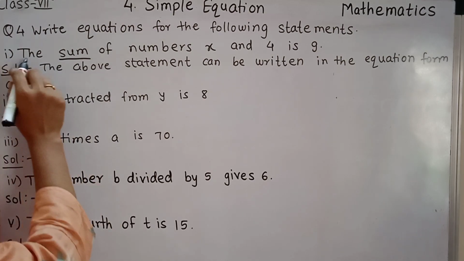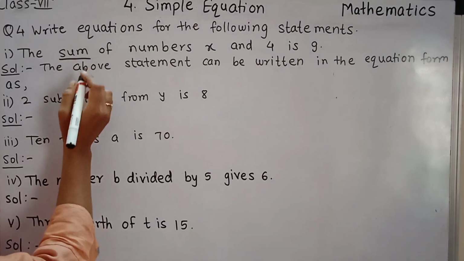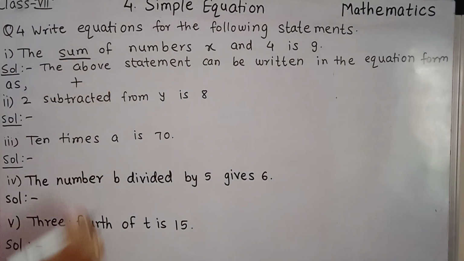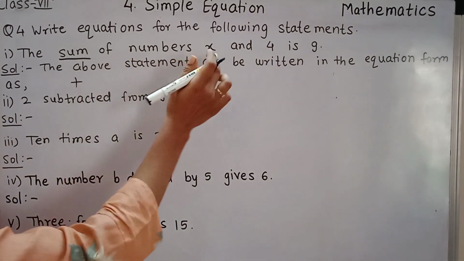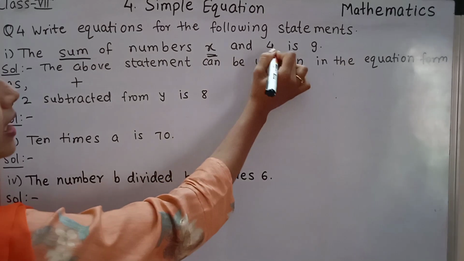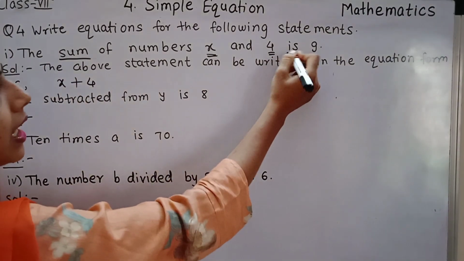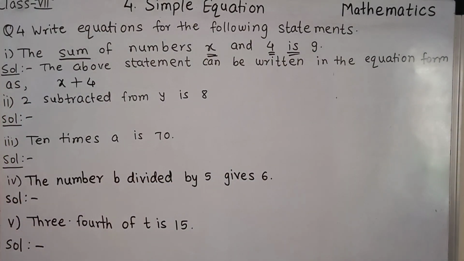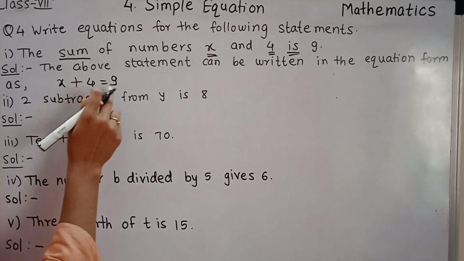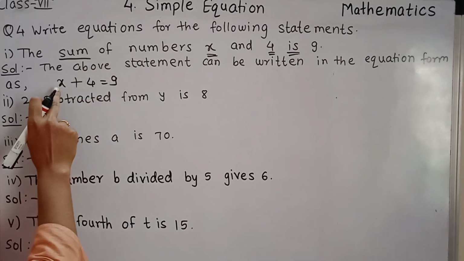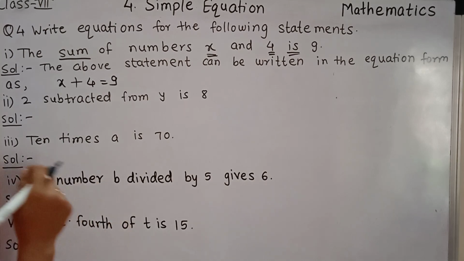The first is: the sum of numbers x and 4 is 9. Whenever we have the sum, we always write addition. So the above statement can be written in equation form as the sum of the numbers. Which numbers do we have? x and 4. So the sum of x and 4. And I have already told you that the meaning of "is" in the equation is equal to. So equal to what? 9. And therefore the above statement can be written in equation form as x plus 4 equal to 9.